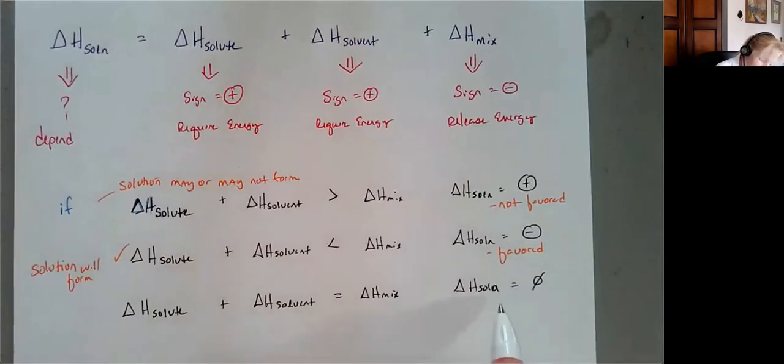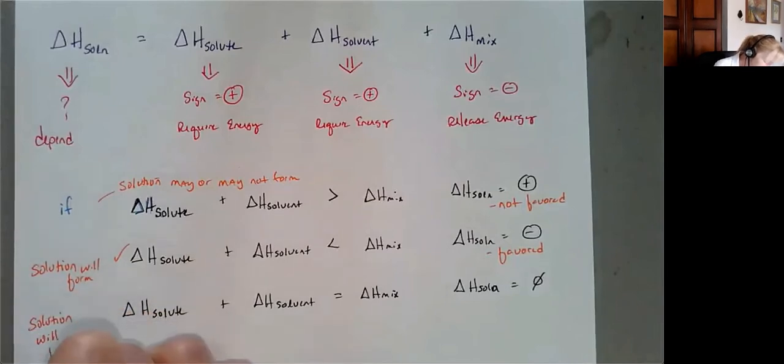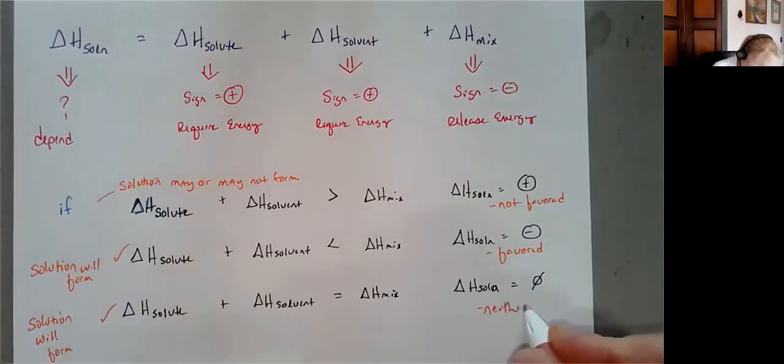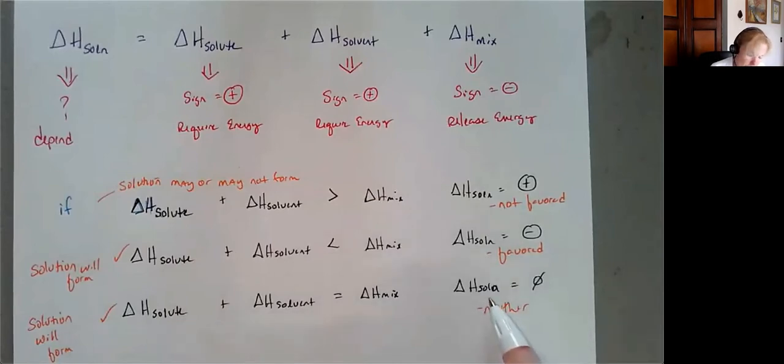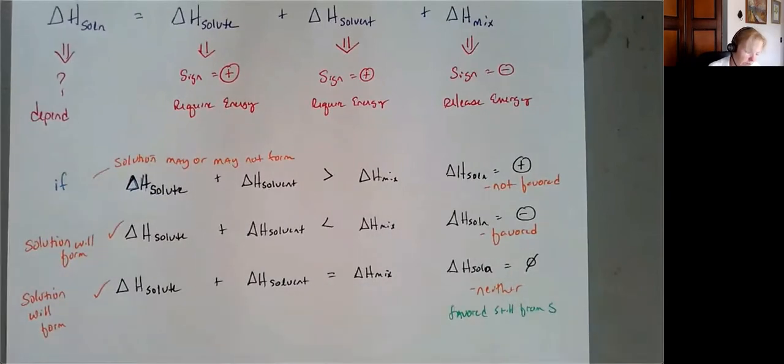So here, if I really don't have much of a change in my intermolecular forces, where my delta H of solution is 0, this is going to be favored because my entropy component will favor that. Neither favored nor unfavored from an enthalpy standpoint, but it's going to be favored from an entropy standpoint, S. And so this one will form because it's favored from both an entropy and an enthalpy standpoint. This one may or may not form because it's still going to be favored from an entropy standpoint, but it just depends on the magnitude here.